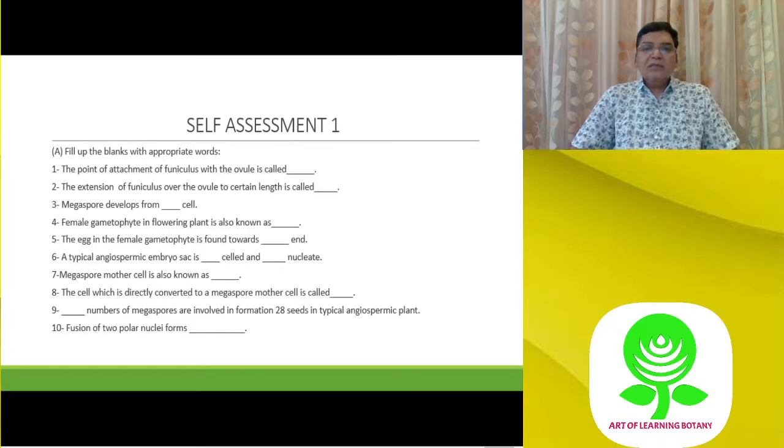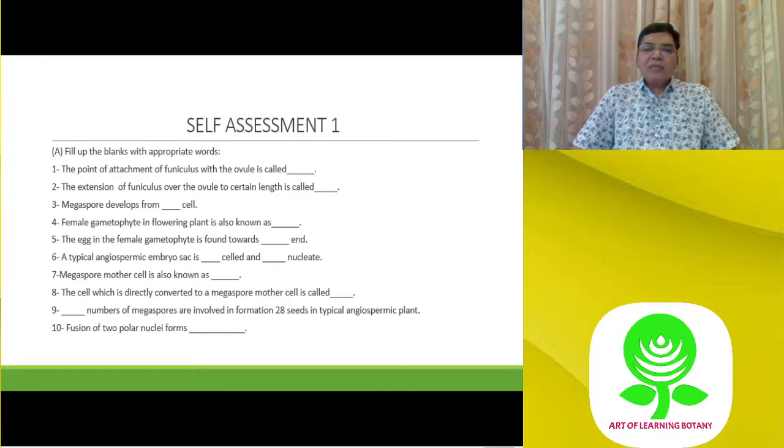Now listen to my answer. The point of attachment of the funiculus with the ovule is called hilum. The extension of the funiculus over the ovule to a certain extent is called raphe. The megaspore develops from the megaspore mother cell. The female gametophyte in flowering plants is also known as embryo sac. The egg in the female gametophyte is found towards the micropylar end because it is a component of the egg apparatus. A typical angiosperm embryo sac is 7 cell, 8 nucleate.